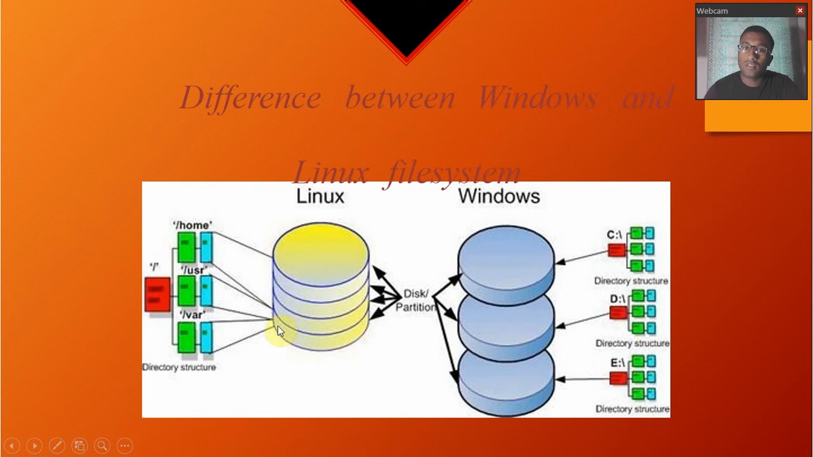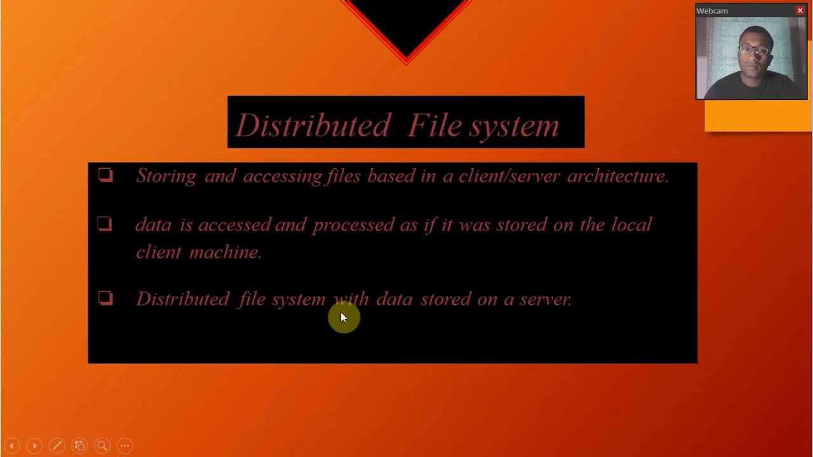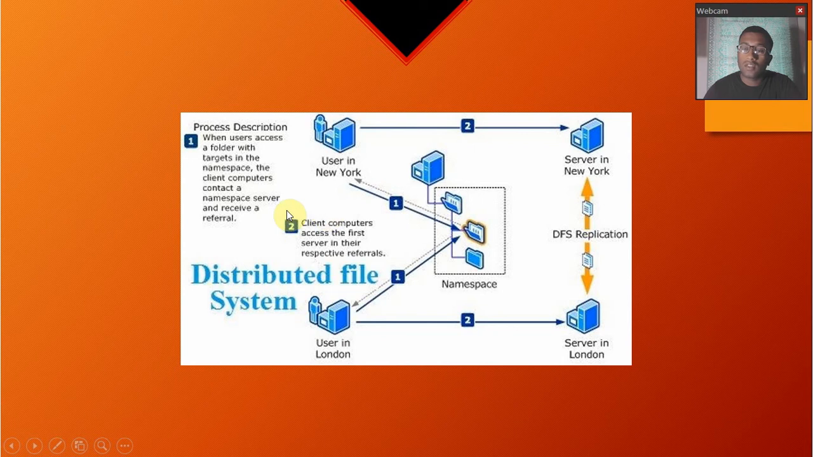Now we come to file systems. There are different types of file systems for Windows. There are different file directories, whereas in Linux and other platforms we have only one directory. Now comes the distributed file system. A distributed file system means sharing of resources from client to server through client-server architecture, and the data can be accessed and stored on the local client machine, and the data is stored on servers.